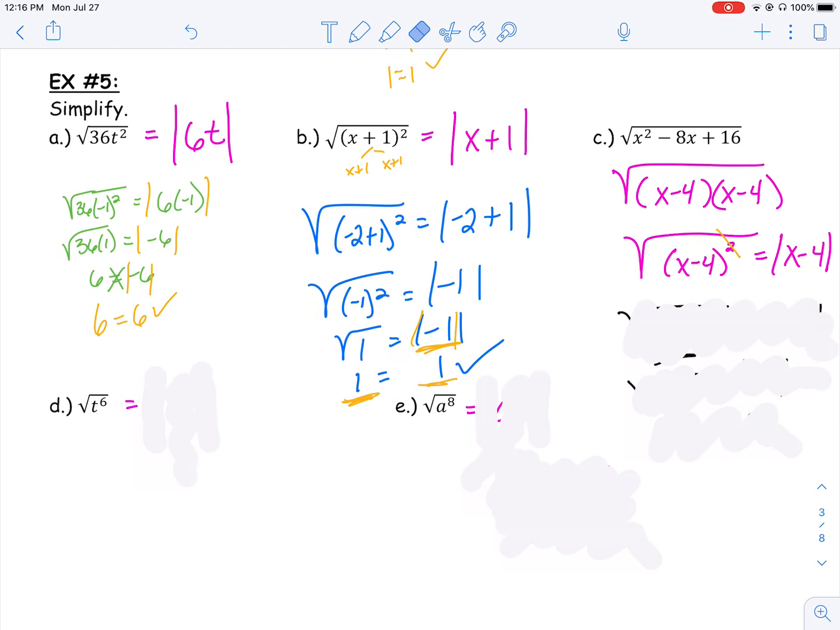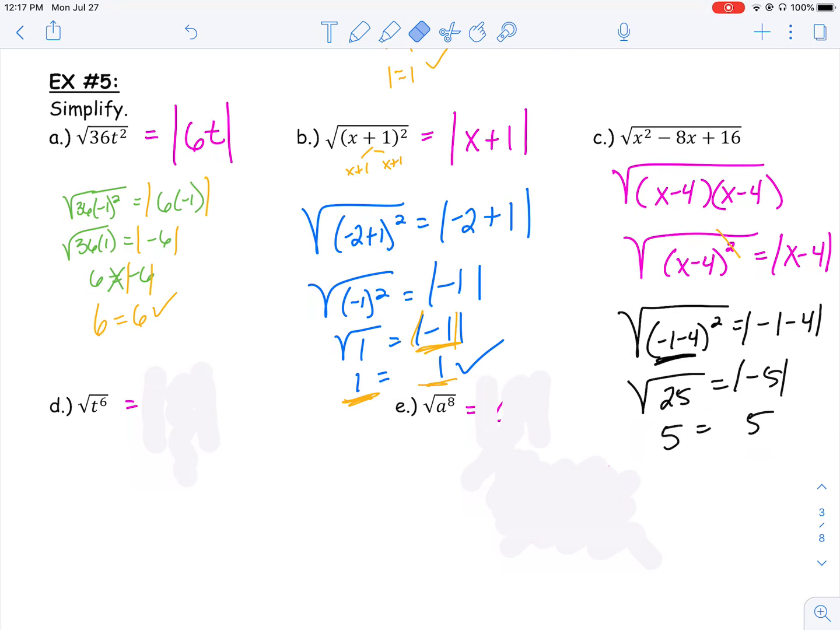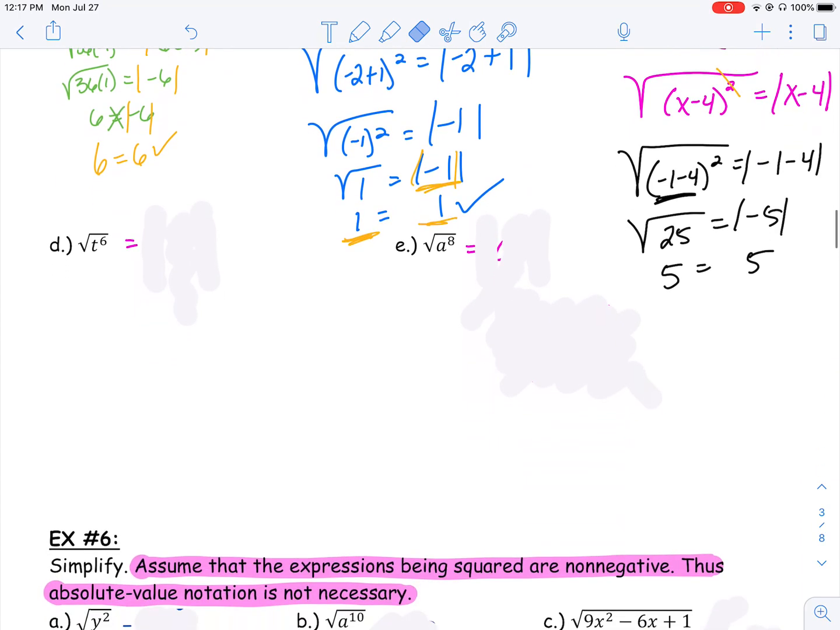Because it's that quantity where we have something squared and we're square rooting, we need those absolute values so that the left side equals the right side. Maybe try some numbers and see if it works. Try -1. With or without those absolute values, would it work? It looks like on this one, we need those absolute values because 5 wouldn't be the same as -5. So again, anytime we have the square of a square root, we need to make sure we add those absolute values. Okay, look at D and E.